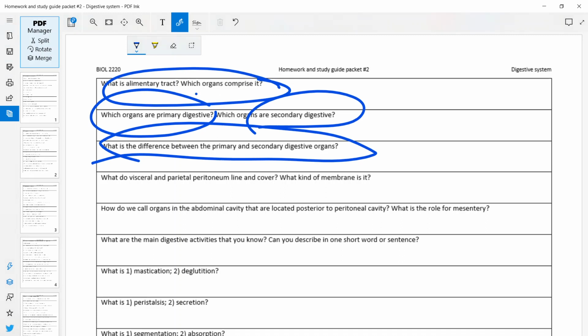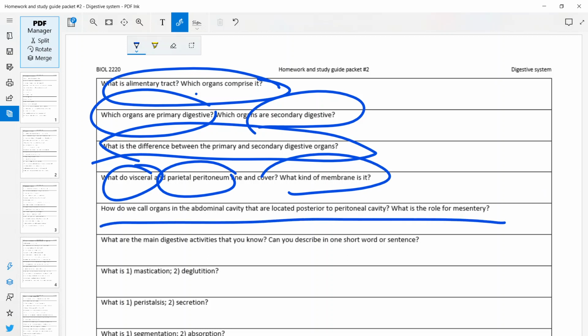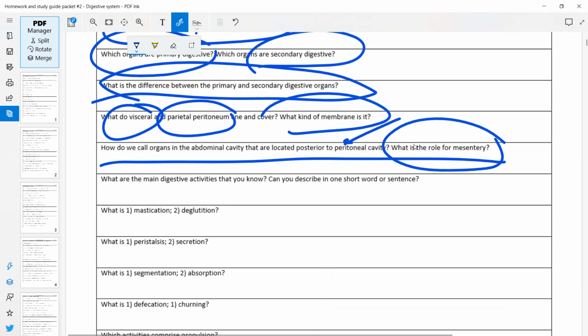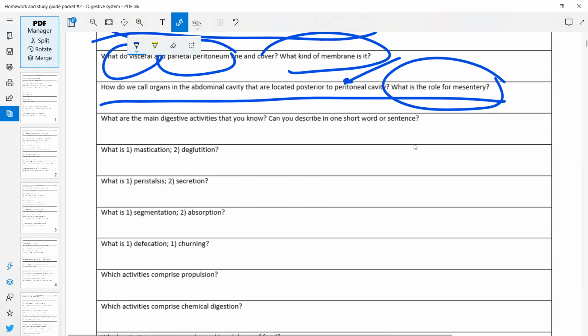Primary organs comprise the alimentary canal. Visceral peritoneum covers intraperitoneal organs. Parietal peritoneum covers the peritoneal cavity. It's the serous membrane. Posterior to the peritoneal cavity is retroperitoneal. Mesentery is mostly for immune responses and blood supply, and connecting organs and holding them together.